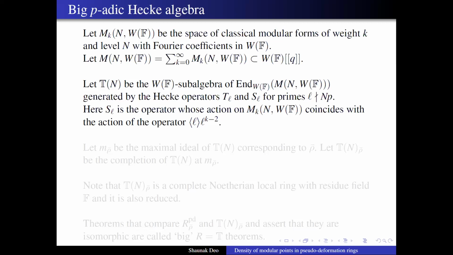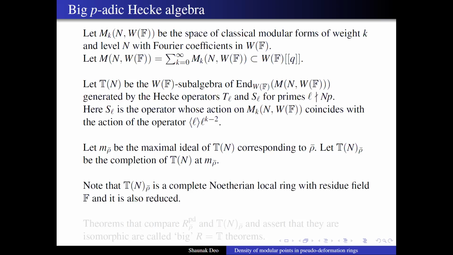So to do that, we have to observe that there is a maximal ideal M rho bar of Tn which corresponds to rho bar. So we know that rho bar is coming from a modular eigenform of level N. That modular eigenform will give you a prime of height 1, and when you put P or a uniformizer inside it, it will give you the maximal ideal, which we will denote by M rho bar. And we let Tn rho bar be the completion of Tn at M rho bar. So this is the object that we would like to compare.